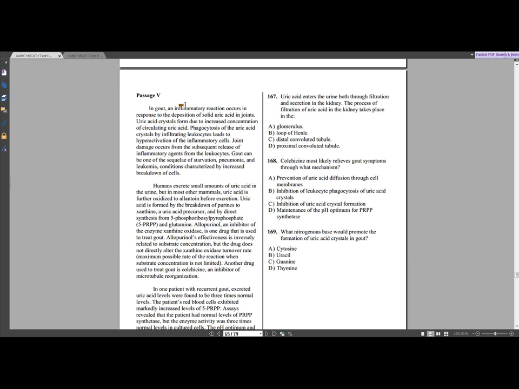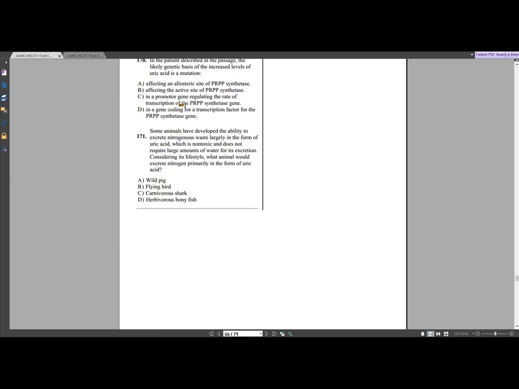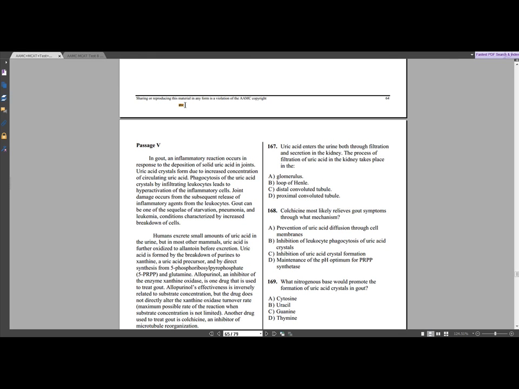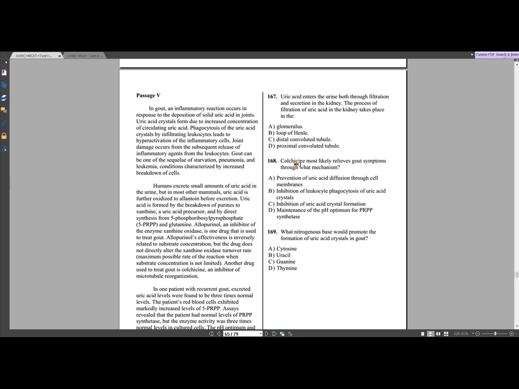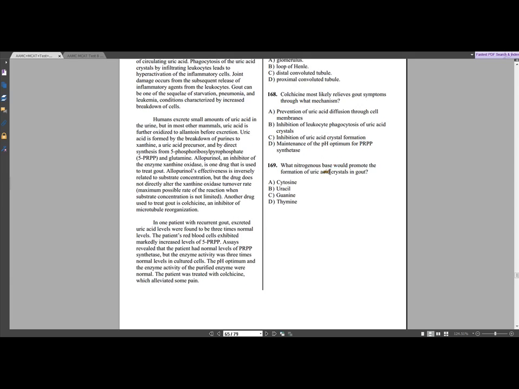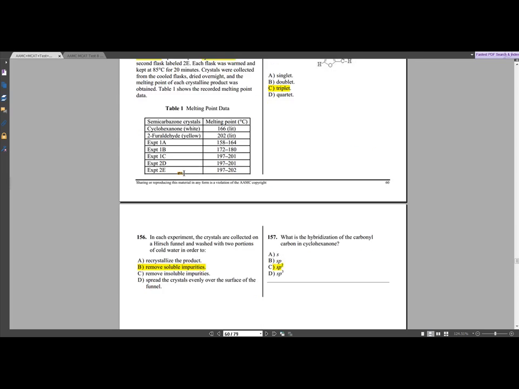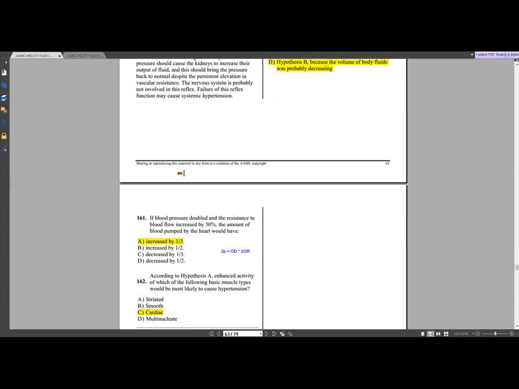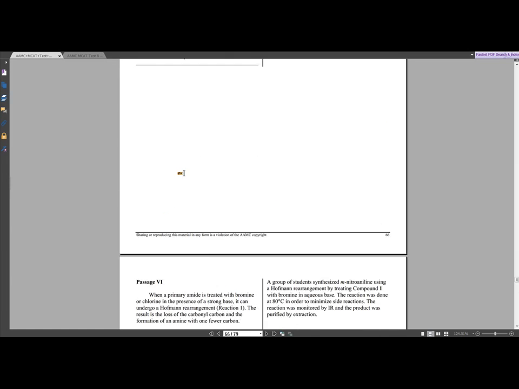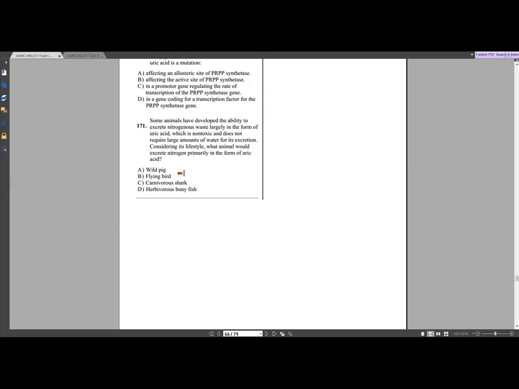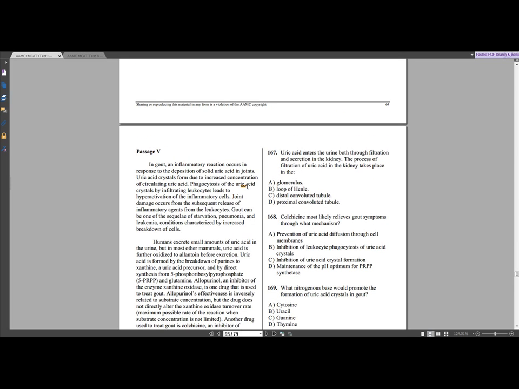Says how many questions? 1, 2, 3, 4, 5. These questions look really conceptual. Like really conceptual. Conceptually different than the organic chemistry type. Oh well, I could probably solve this without the passage.